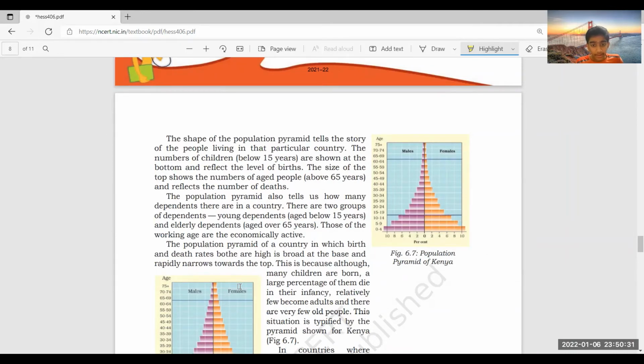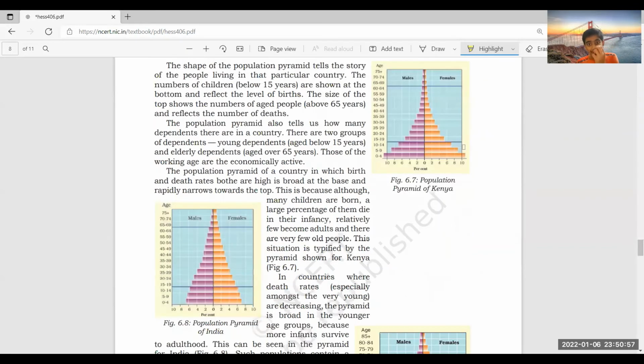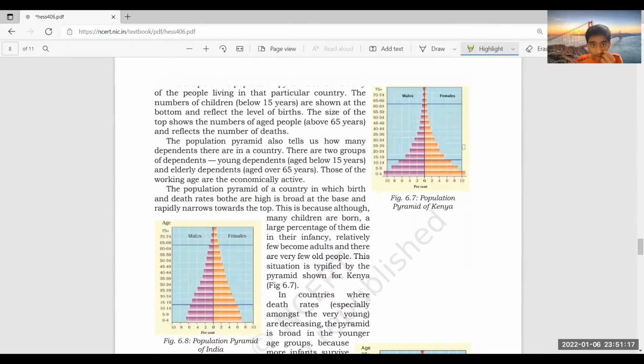There are two groups of dependents: young dependents aged below 15 years and elderly dependents aged over 65 years. Those of the working age are the economically active. Dependents below 15, of course, want education, so for education you won't do any job, right? And above 65, you come to an age of retirement and you won't get a salary; you want a job. So you depend upon the economically active age group. Because in India after 14 they do child labor, so they get money. Below that, who does child labor? It's not allowed, right? So that's the point being portrayed over here.